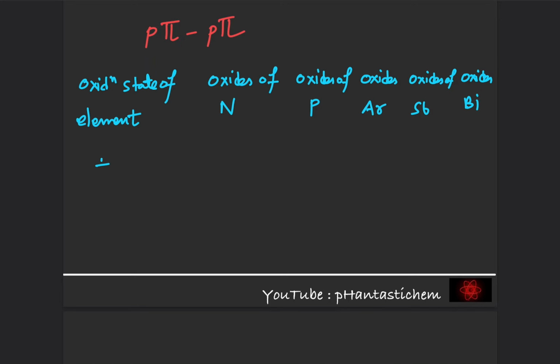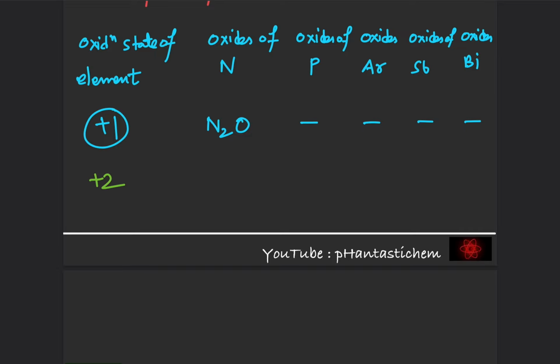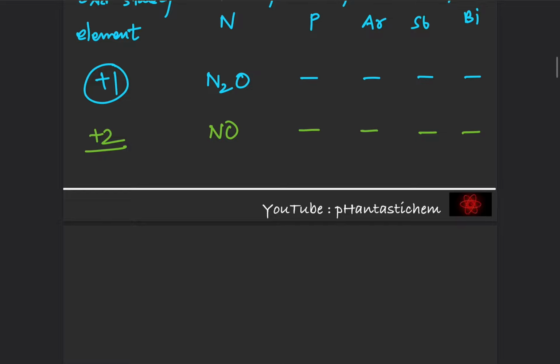Okay, so when the oxidation state of the element is +1, nitrogen forms N2O, which is nitrous oxide. None of the other elements in group 15 forms an oxide in which their oxidation state is +1. In the +2 oxidation state, again nitrogen forms an oxide, because of its small size, high electronegativity, and ability to form p pi multiple bonds. So it does form NO, and none of the other elements form any oxides with oxidation state +2.